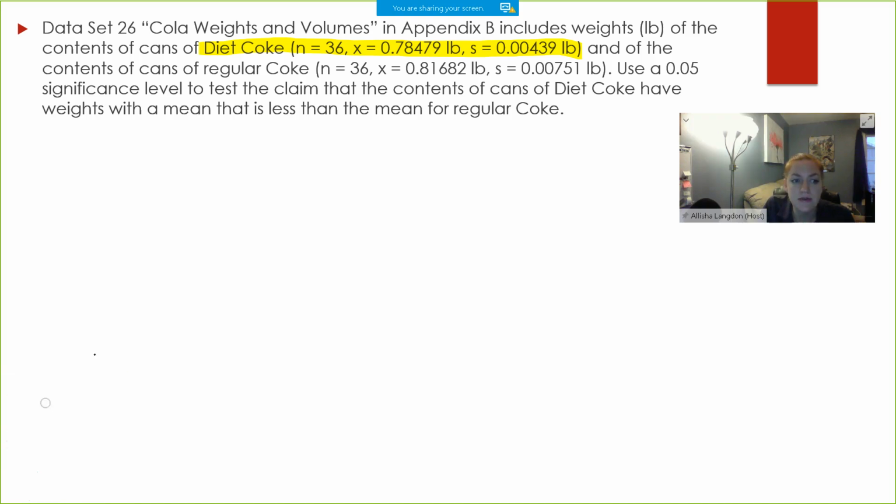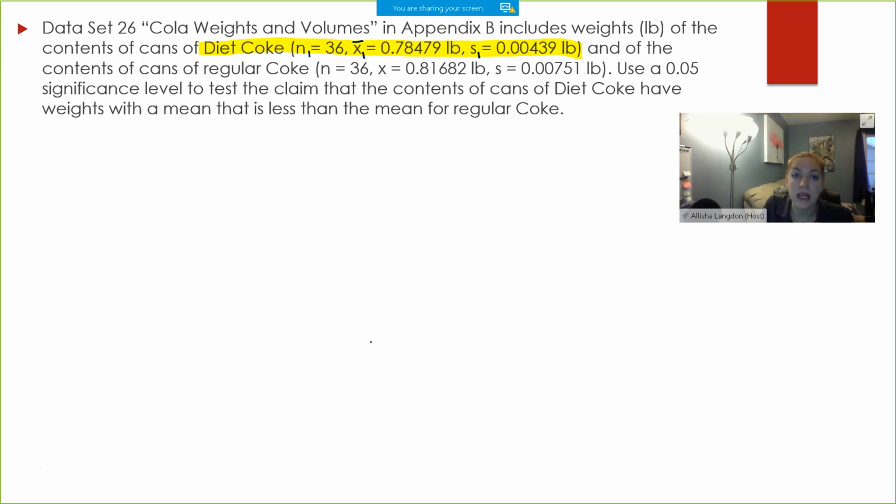So since this is the first group, we're going to go ahead and label that N1. That should be X bar 1. Sorry for that. And then this should be S1. So just to make sure we establish that. So your sample size is 36 for Diet Coke. Your average weight for that sample is 0.784 pounds. And your sample standard deviation is 0.00439 pounds.